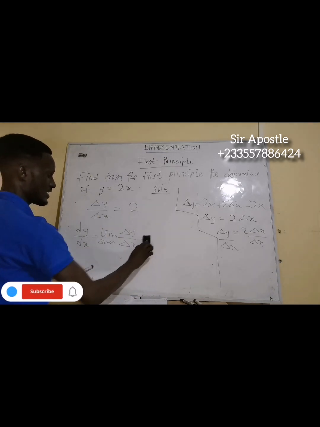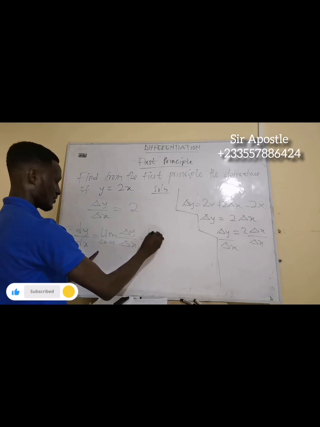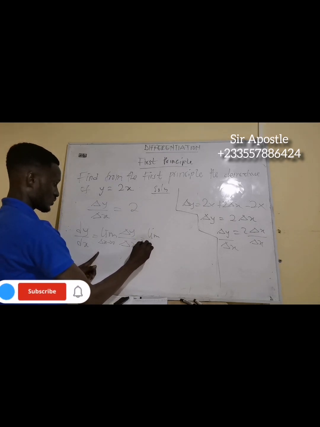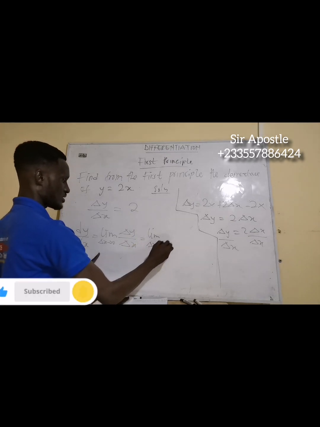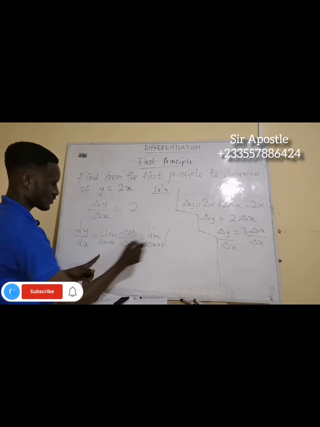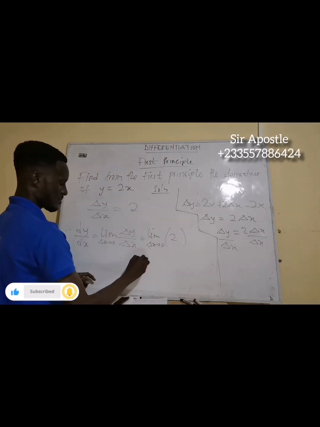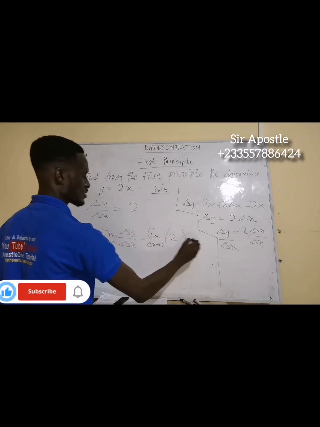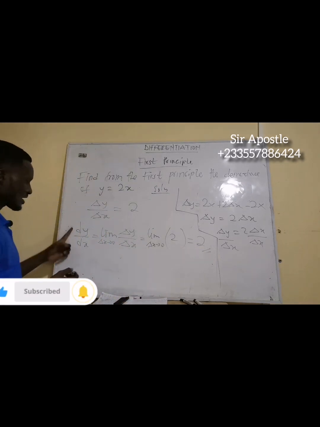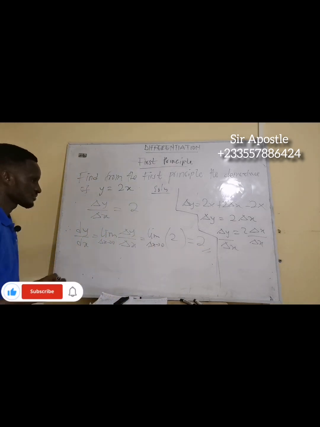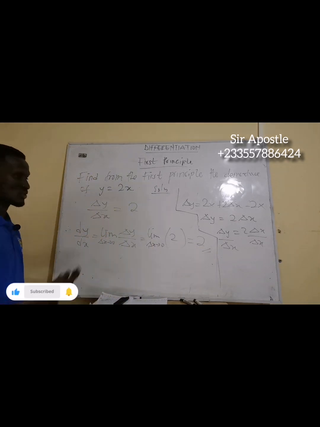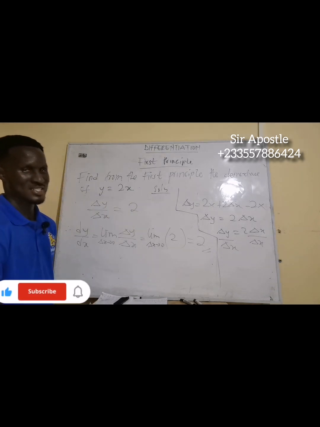Yes. It is the same 2 because we have the limit of change in x approaching 0. The whole of this one is the same as 2. The limit of a constant is the same as the constant, so the answer is 2. So which means dy/dx is equal to 2. You understand? Yes, it doesn't add anything to it. So this is as simple as that.